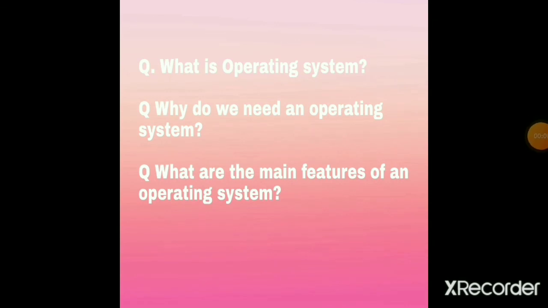So whatever we have learned up till now, on that we are going to see some questions. What is operating system? Operating system is the most important program that runs on a computer. Operating system is an interface between computer and user. It is responsible for the management and coordination of activities and the sharing of the resources of the computer.